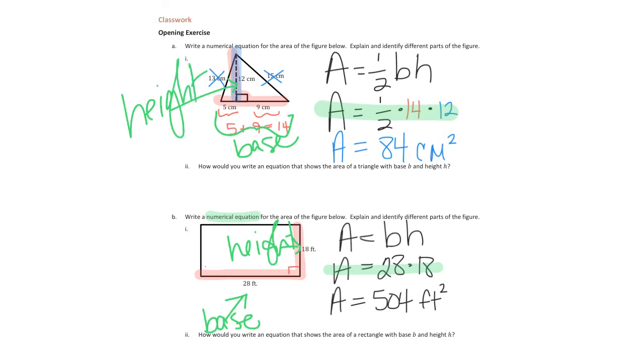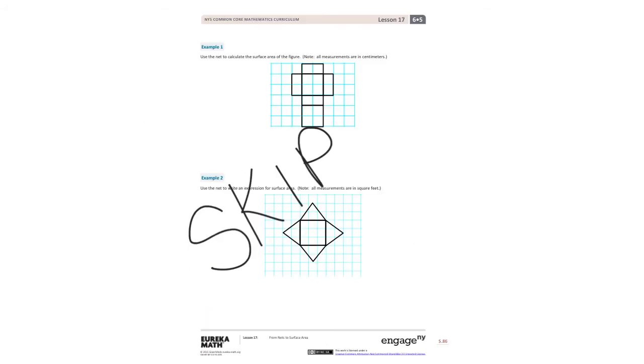Okay, go ahead and go on to the next page. Okay, as you can see, I wrote the word skip on this page. We're not going to work these out because of time. I want you to go ahead and go on to the next page.